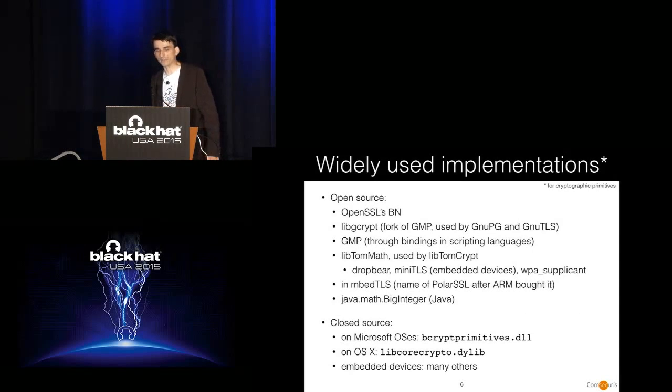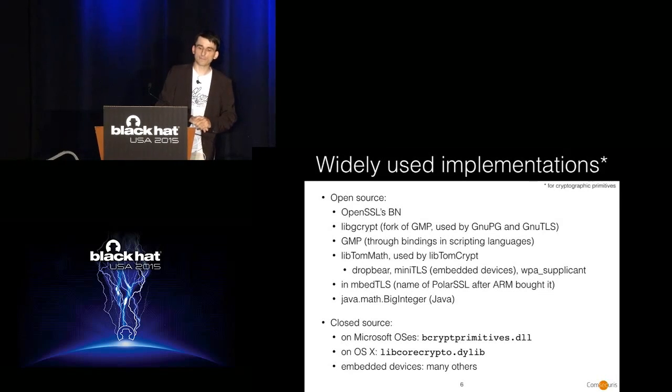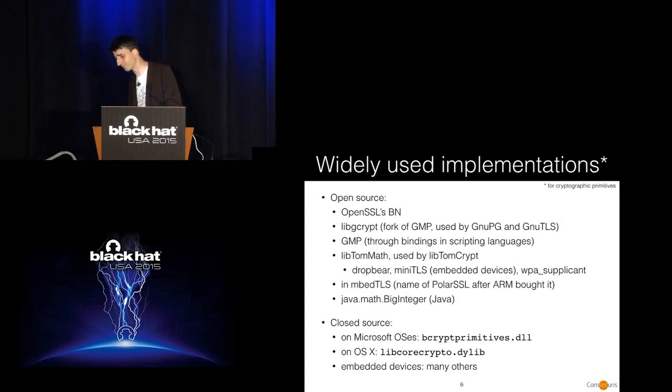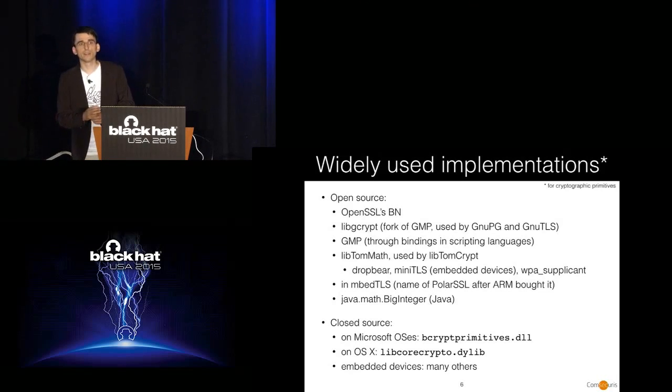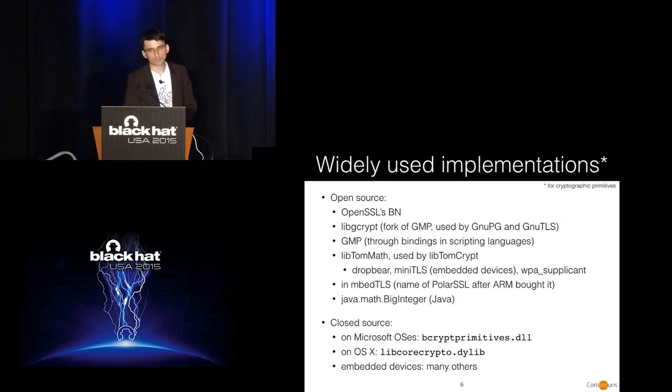So what are widely used implementations? Obviously OpenSSL's BigNum is probably the most widely used one. Then we have libgcrypt, which is a very early fork of GMP that is used in GNU-PG and GNU-TLS. Then we have GMP, which most people don't realize is a problem if it has bugs, but that is exposed in a lot of scripting languages that have bindings for GMP, and people actually write homegrown crypto using those bindings.